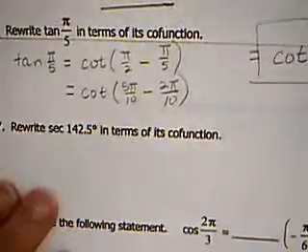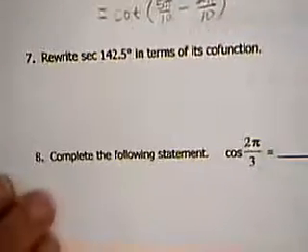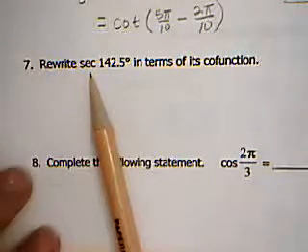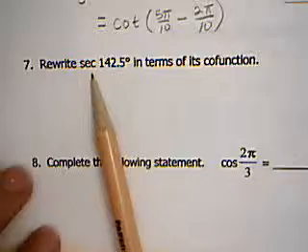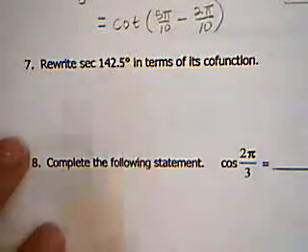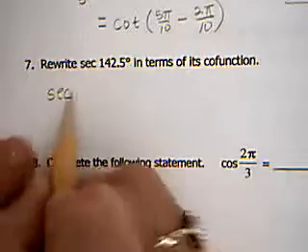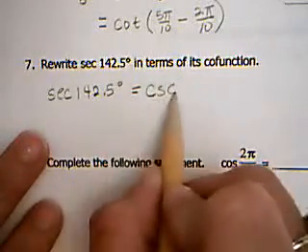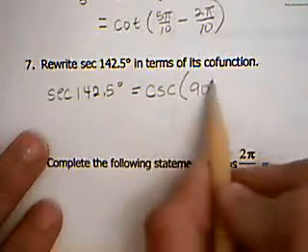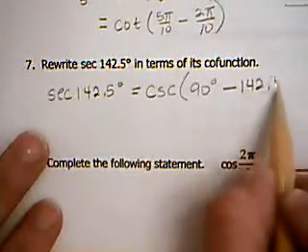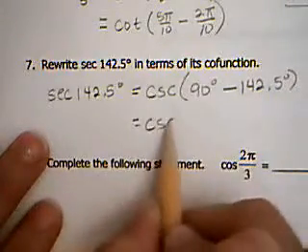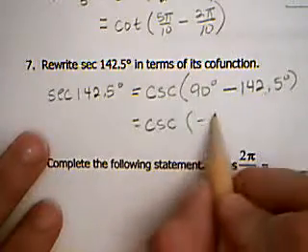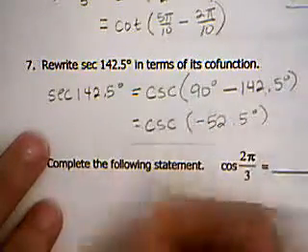Okay, number 7, rewrite the secant of 142.5 degrees in terms of its cofunction. Well, what's the cofunction of secant? If you look at your formula, it's cosecant. Our angle is in degrees, so we would say the secant of 142.5 degrees is equal to the cosecant of 90 minus the angle. So I just wanted to show you this one to show you could get a negative angle. If I subtract, that's going to be negative 52.5 degrees.